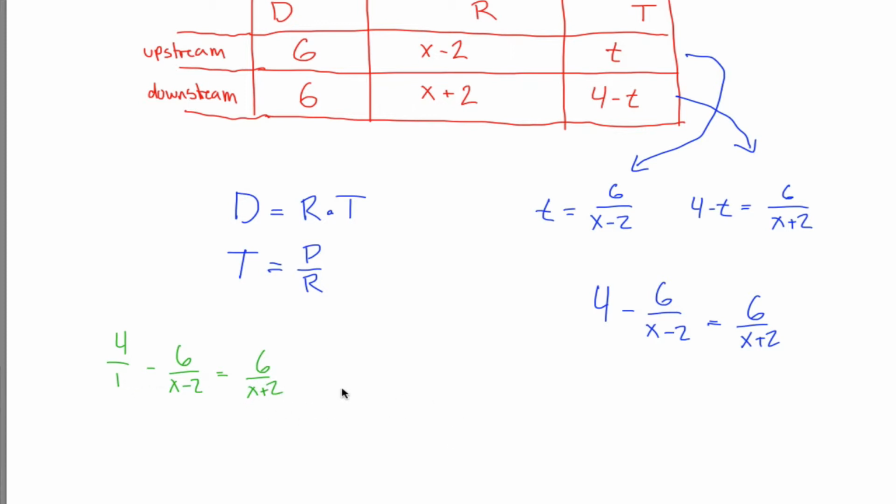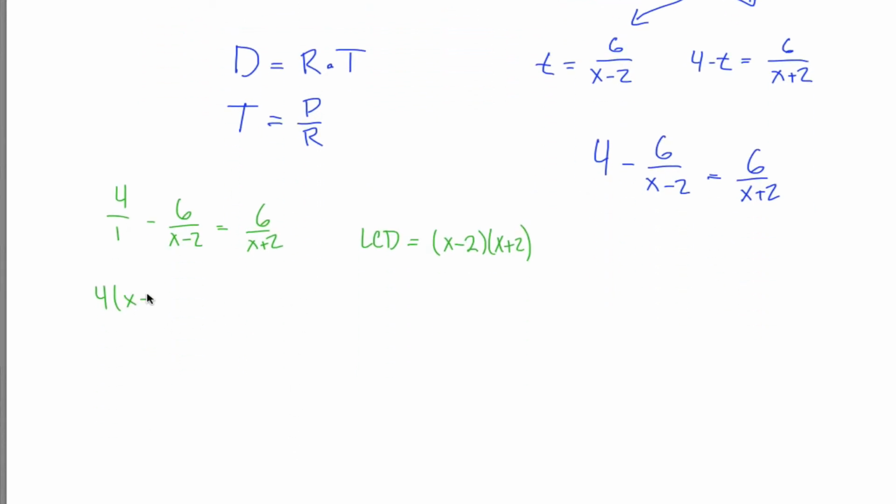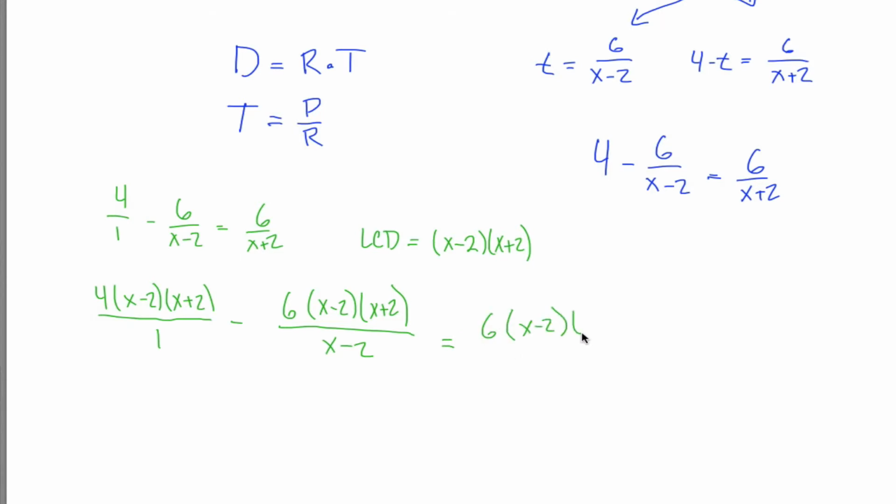You set up this equation. You want to clear the denominator, so you find the least common denominator. In this case, the least common denominator is x minus 2 times x plus 2. So I'm going to multiply all three of these by x minus 2 times x plus 2. That'll give me 4 times x minus 2 times x plus 2 divided by 1, minus 6 times x minus 2 times x plus 2 divided by x minus 2, is equal to 6 times x minus 2 times x plus 2 divided by x plus 2.